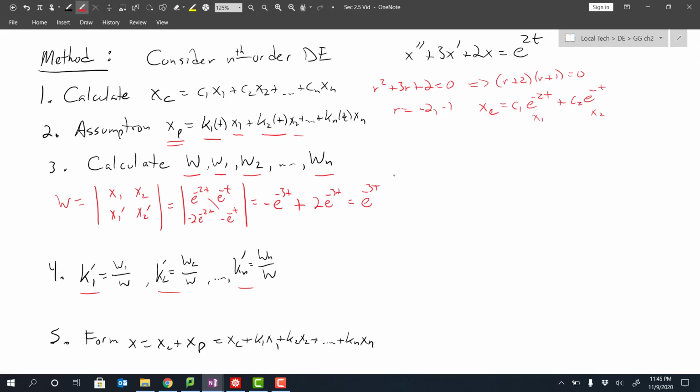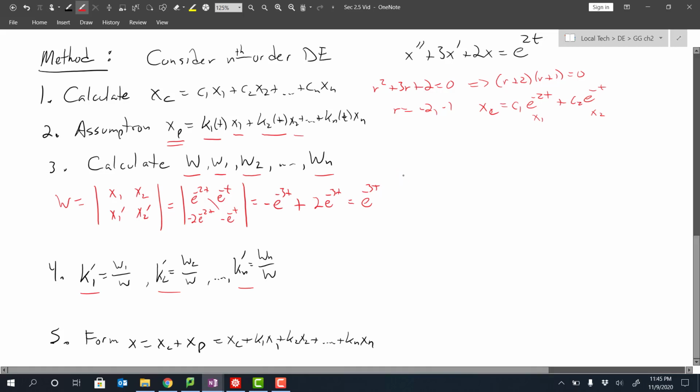Now what about these w1, w2 to wn? Well, w1 is going to have the same form as the Wronskian. It's going to be the determinant of this matrix, except the difference is that the first column will be replaced by 0 and f of t. And the second column will be like the Wronskian. It'll be x2 and x2 prime. So in this case, I have 0 and e^(2t), because that's what the right-hand side of my differential equation was. And then the same second column from the Wronskian. So this would be e^(-t) and the derivative -e^(-t).